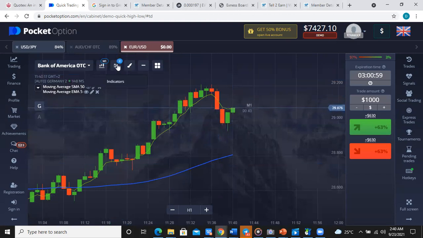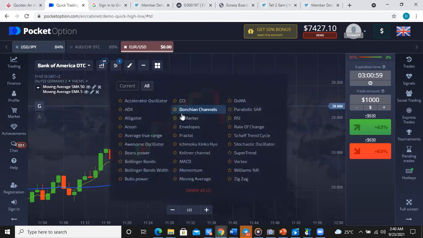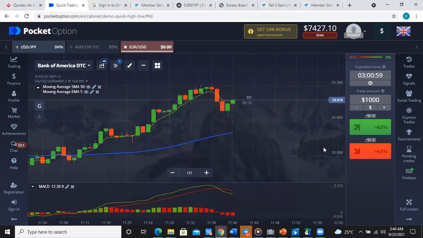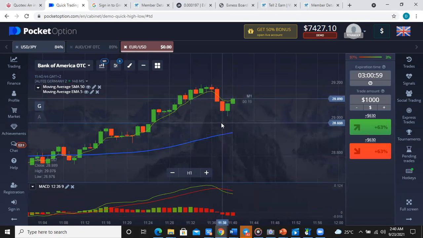All right, so we come to our indicators again and then scroll through, and then you see MACD here. Click on it, and then you have your MACD here. You can see the lines over here. You can change the colors, and then you have your histogram here. So this is the MACD. Each of the indicators has its settings depending on the strategy that you want to use.